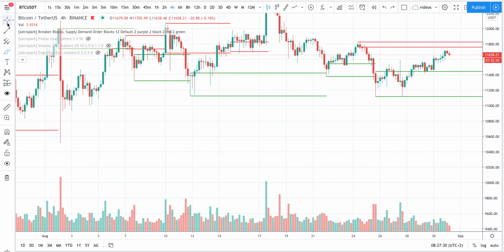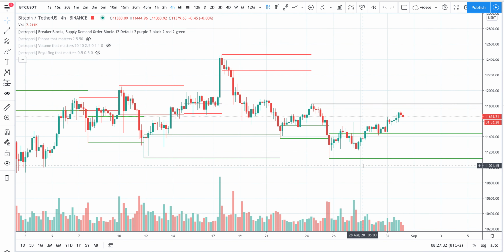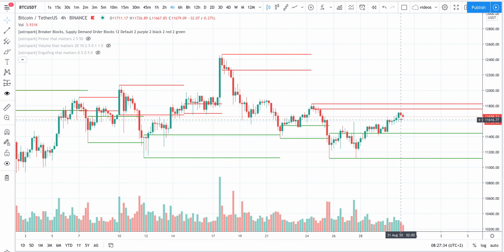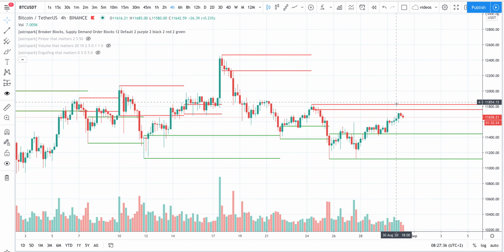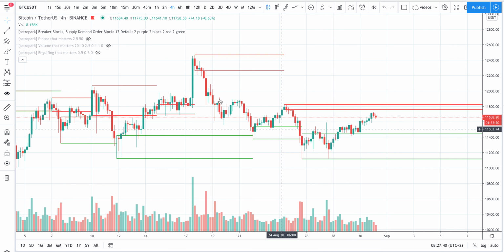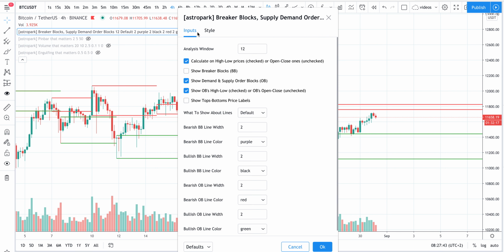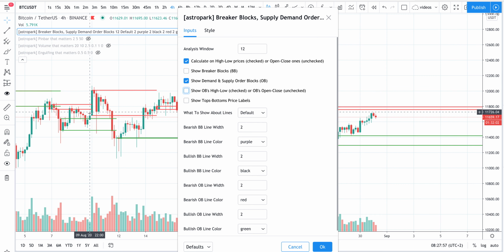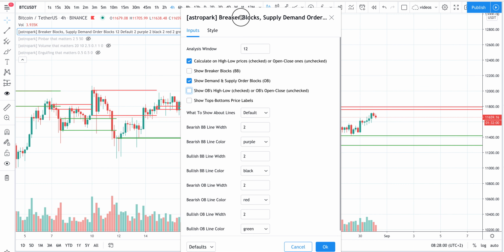I want to move in the chart. Okay, here for example you see price just went near this supply. Okay, if you uncheck this, the zones will not be shown on high low but on open close. So for example this will change to open close.